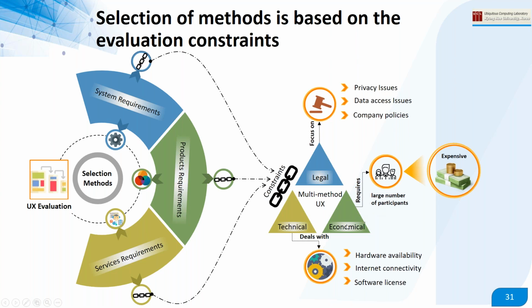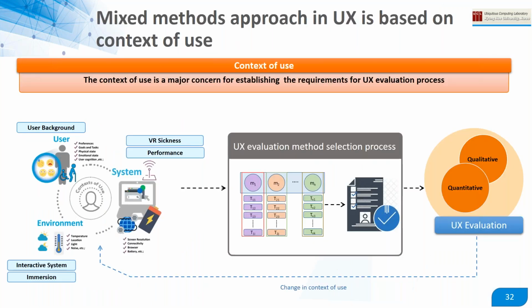For example, some methods require a large number of participants, so we would like to avoid those methods based on those constraints. If there is a technical constraint, for example, no internet connectivity or hardware availability, we will take care of those constraints while selecting the user experience methods using a mixed method approach. The next one is the context of use. We have to take care of the context of use while evaluating the user experience process.